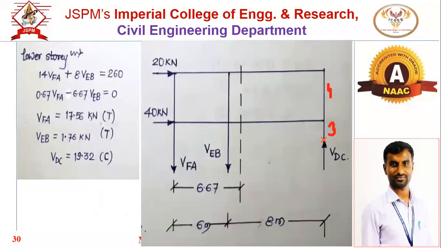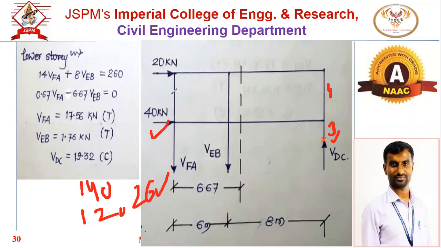4 and 6. Okay, 4 and 6 means this will be h by 2, this will be 3. So this will be 20 into 7. 4 plus 3, 7. That will be 140. And the moment of that, 40 into 3, that will be 120. So what we get here is 260, the bending moment due to the horizontal load. Then the bending moment due to the axial forces will be VFA into 14 plus VEB into 8. So this is the second relation we have got.